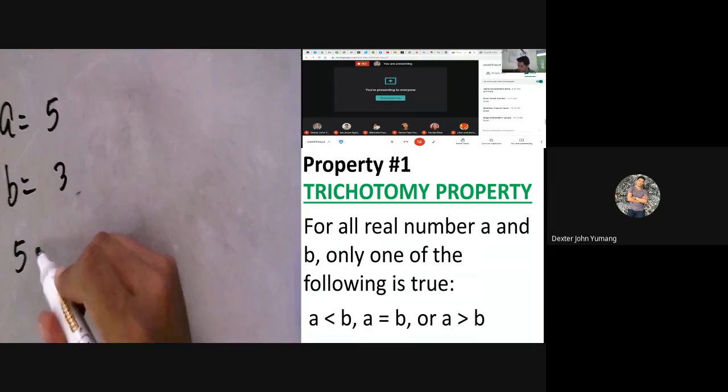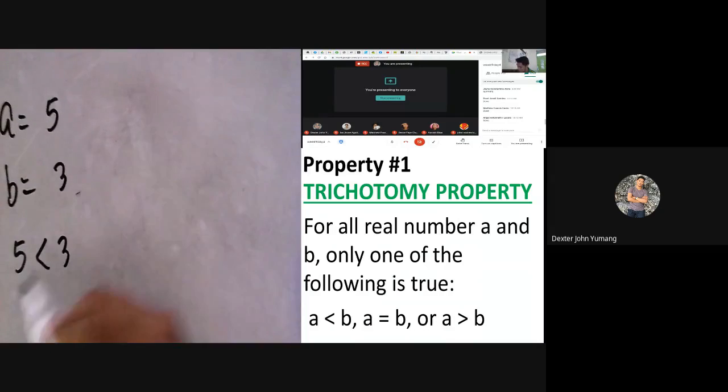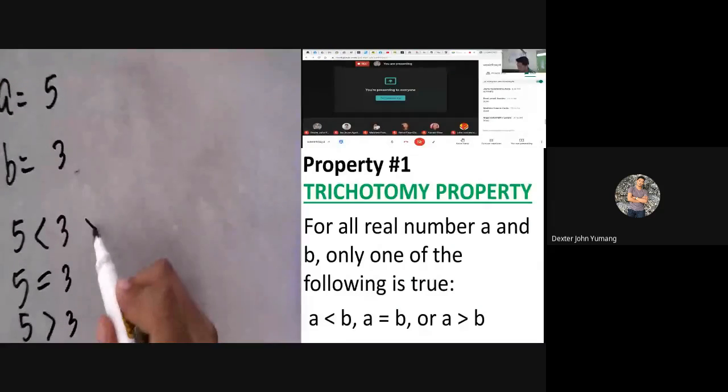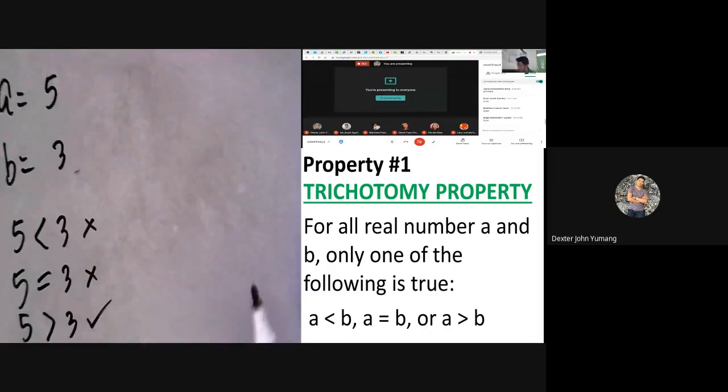Is 5 less than 3 true? Is 5 equals 3 true? Or is 5 greater than 3 true? Which one is correct? Of course, the first is wrong, and this one is also wrong. So 5 is greater than 3, and that is true. So what was said in the trichotomy property is correct: only one is true. That is either A less than B, A equals B, or A greater than B. A here is 5, and B is 3.